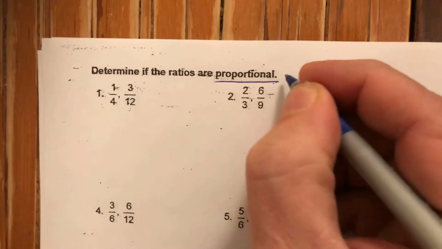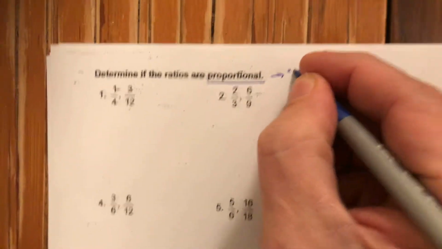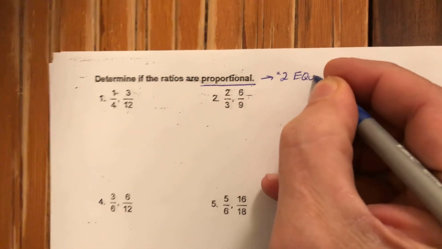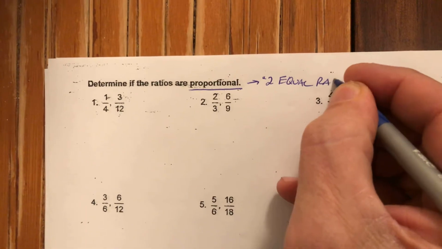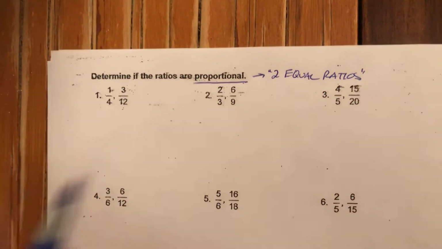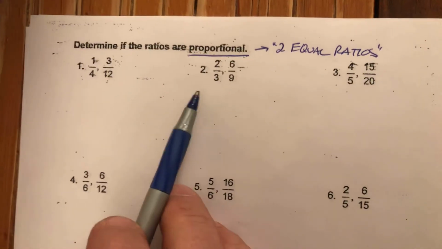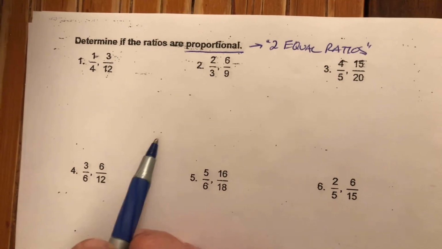So, basically, what does proportional mean? Proportional just means two equal ratios. Ratios can be a fraction, they can be the word "to" or a colon. You're going to see all these ratios as fractions.